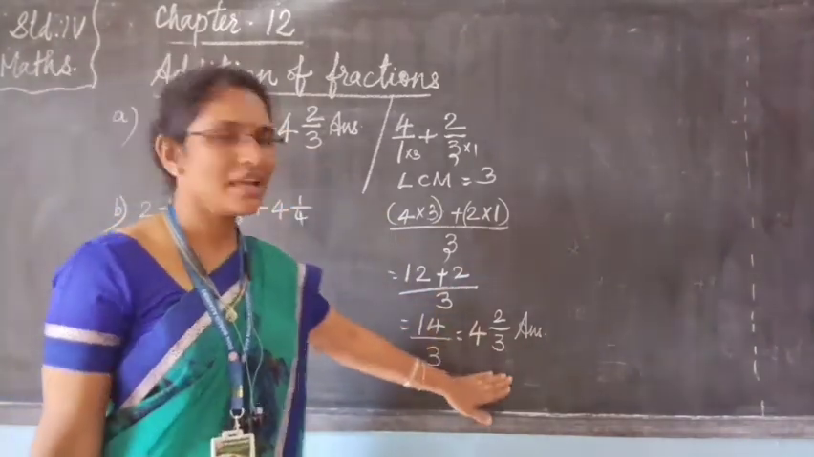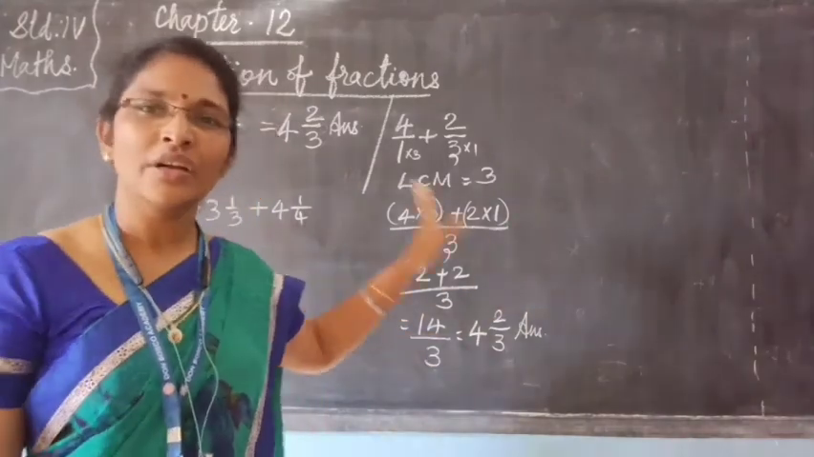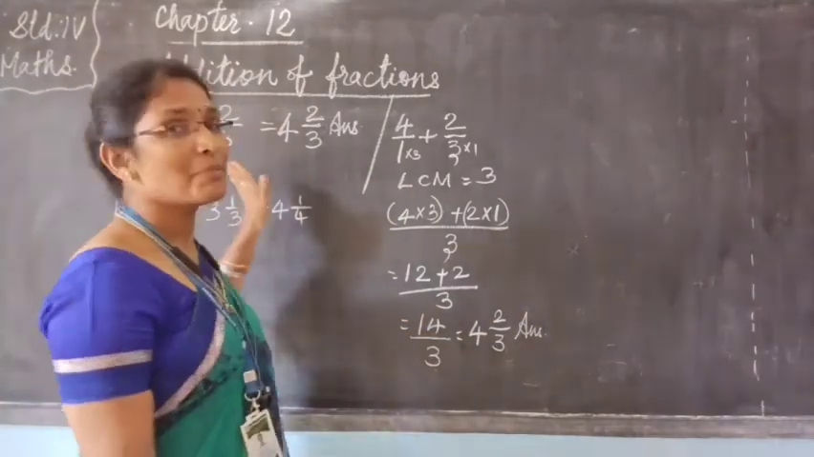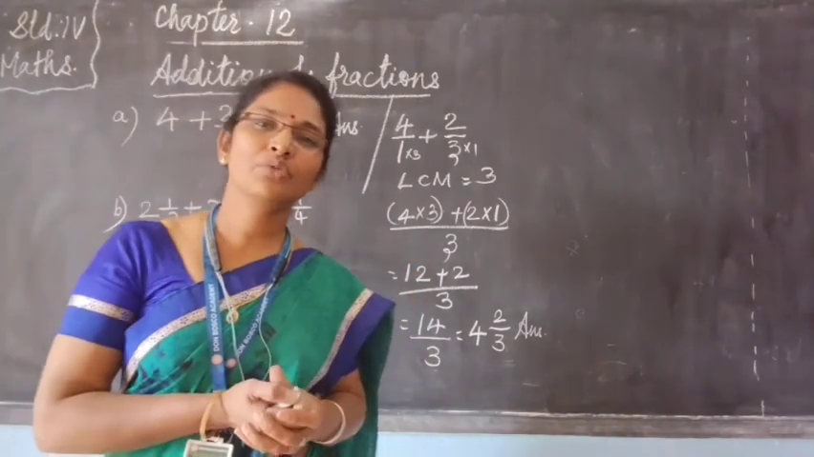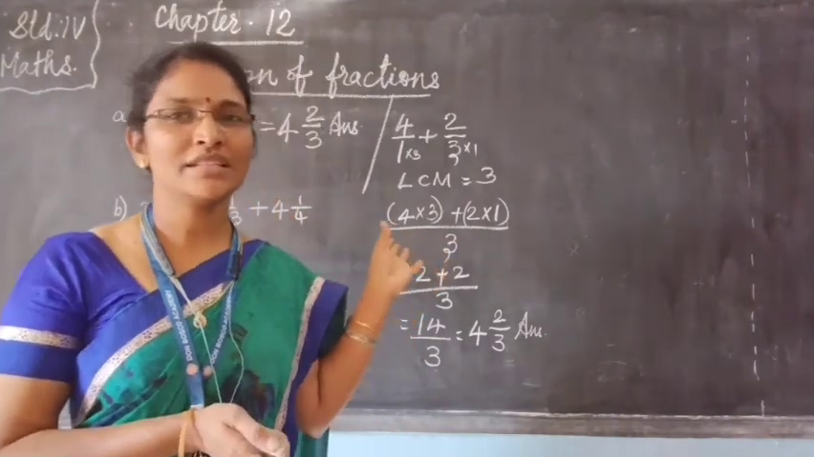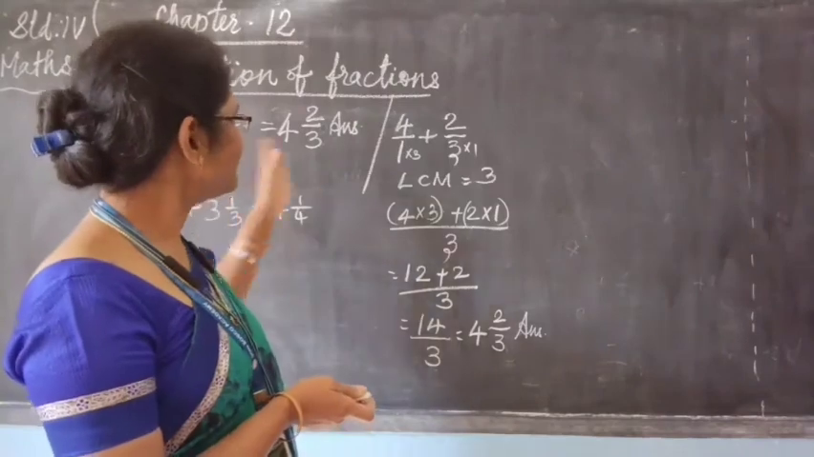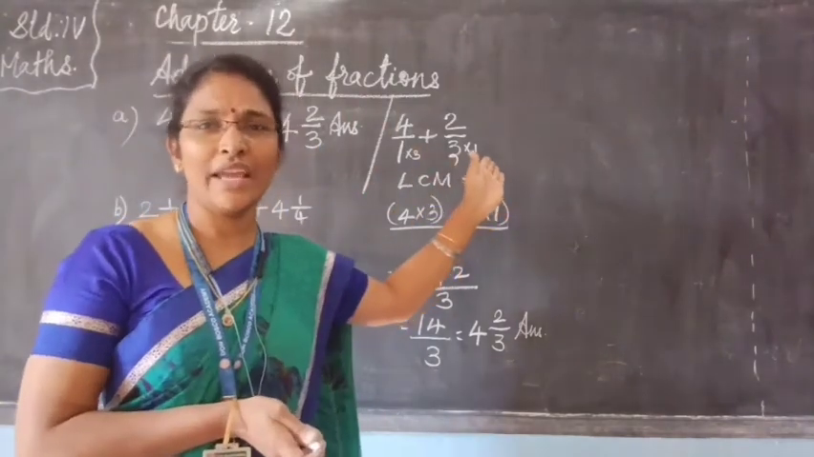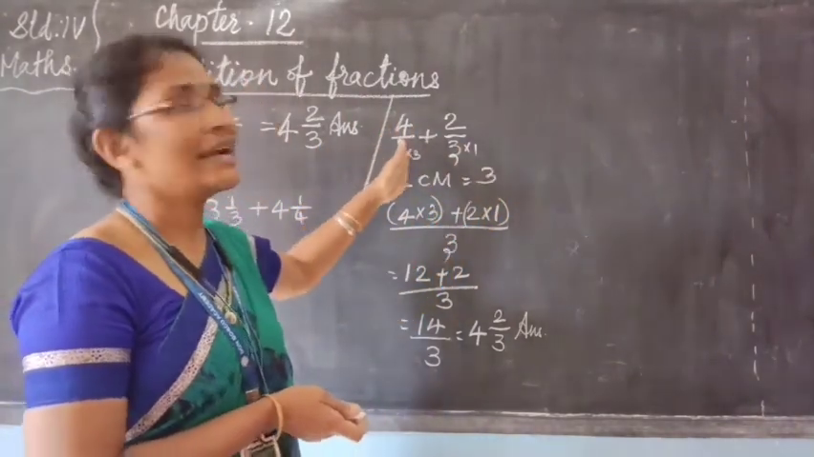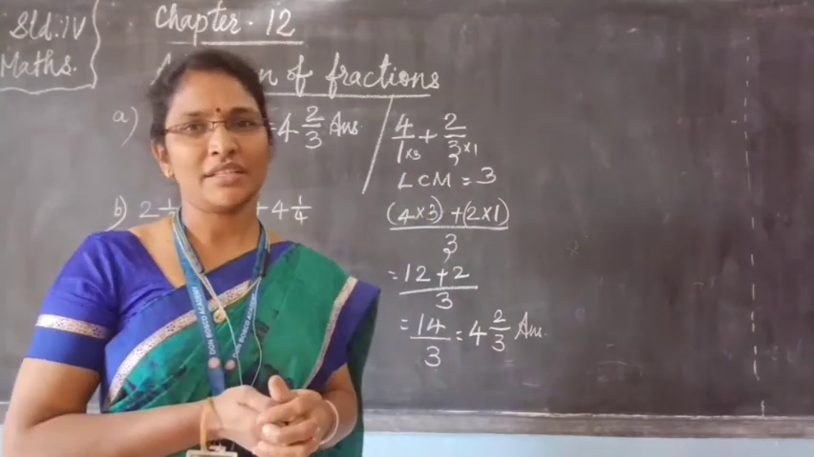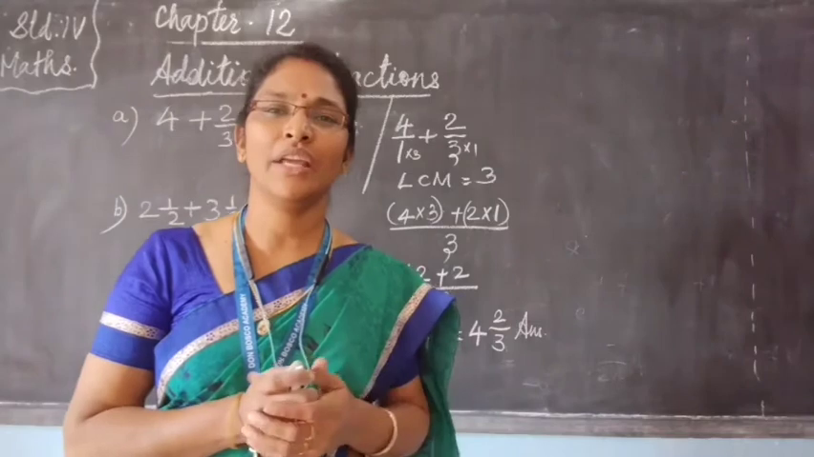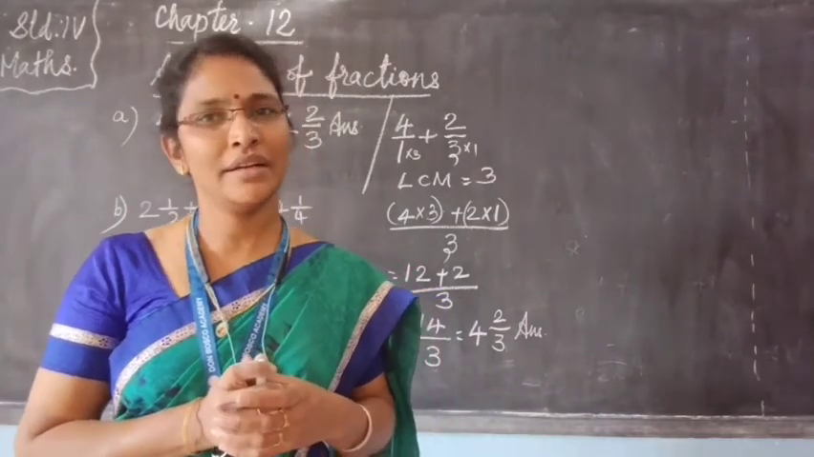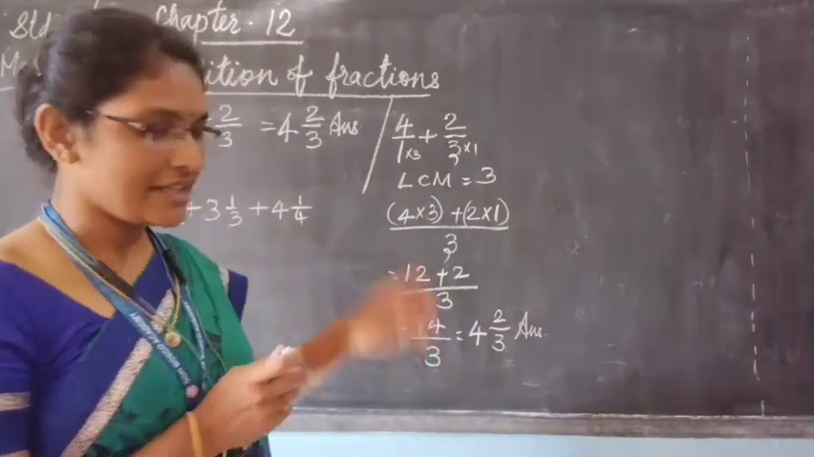4, 2 by 3. So, if a whole number and a proper fraction come for addition, when we write them together, it becomes the answer. Okay? Otherwise, we can do it by putting 1 as the denominator. We will change the whole number into a fraction by putting 1 as the denominator. Okay, that is one question.